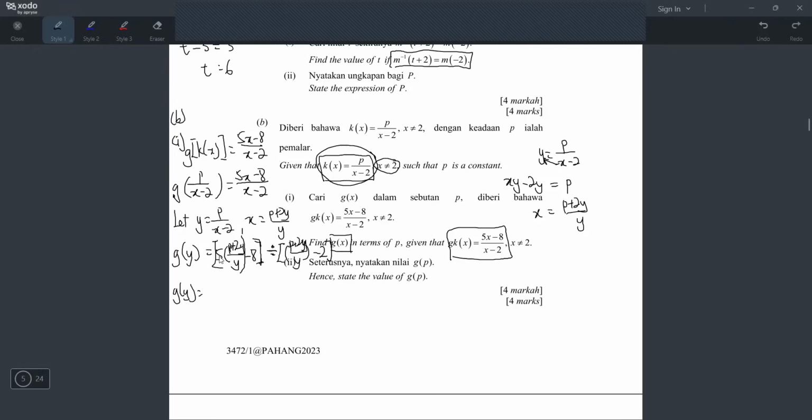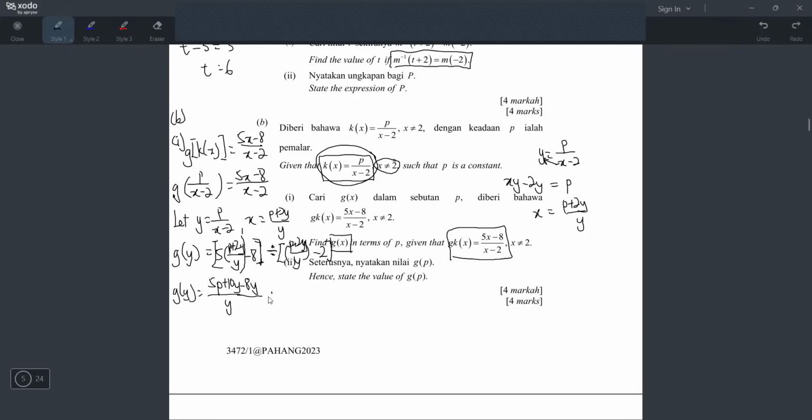When you take 5 times this, you only times with whatever on top. So 5 times p is 5p, 5 times 2y is 10y, and then over y minus 8. 8 is 8 over 1, right? So what you can do is you can take the 8 times y also. So eventually now it will become negative 8y. And then the whole thing will be over y, right? For those who don't understand, I just take the 8 times y, that's all, because I want to make the denominator same.